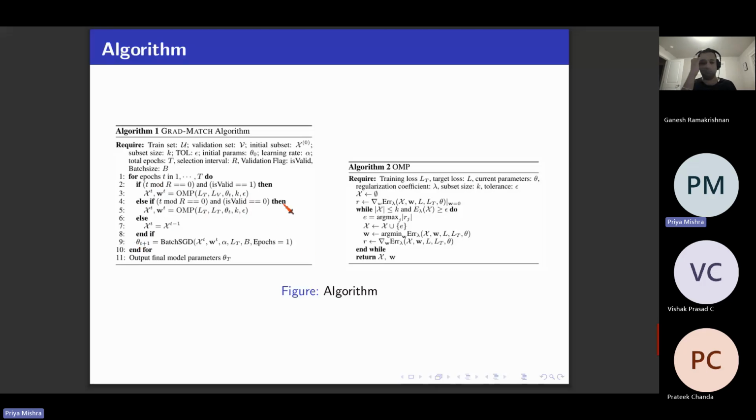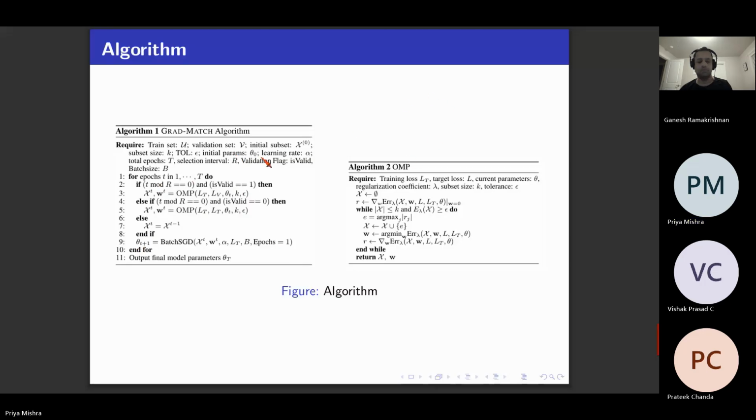Basically, this is an adaptive data subset algorithm. This means that in traditional approaches, we select a subset and then we train the model. But here, we select the subsets while training. So this is different from traditional approaches.